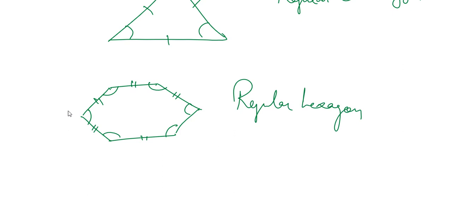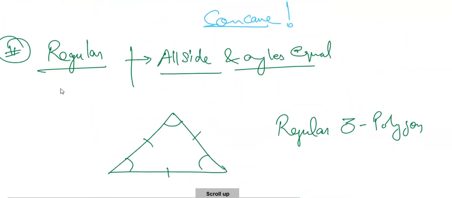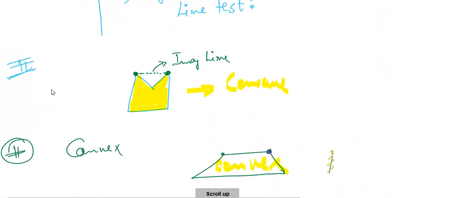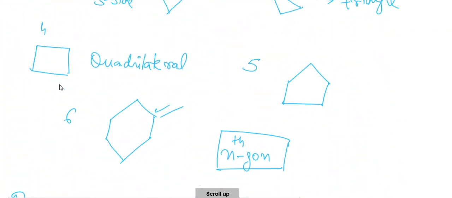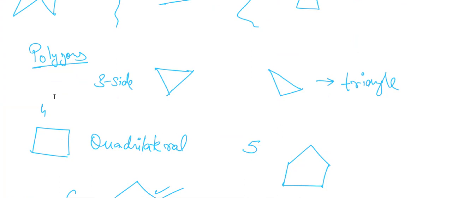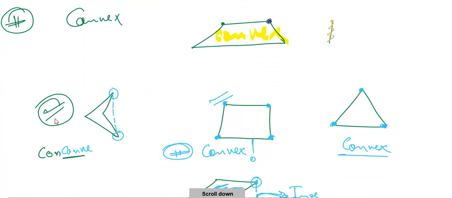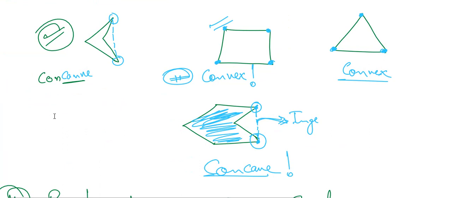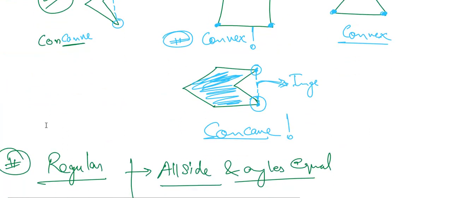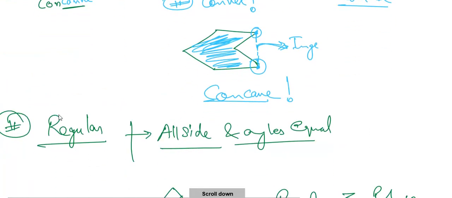Okay, so let us now move to the next discussion. Are you okay with everything until now, regular as well as convex and concave? If you have any issues, you may pinpoint them at any time inside the polygon. Are you clear? Okay, so let us move on.